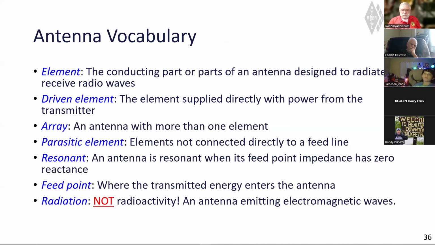Let me back up just a second and talk about resonant. An antenna is resonant when its feed point impedance has zero reactance. This happens when it is at a half wavelength or a multiple of a half wavelength.